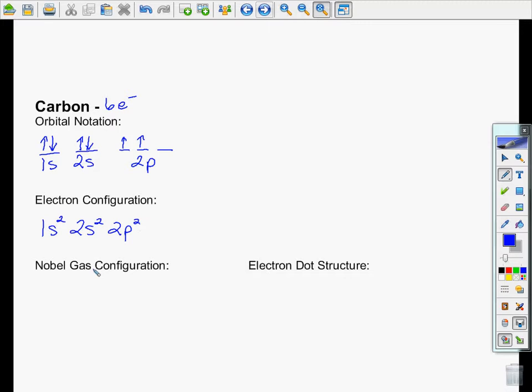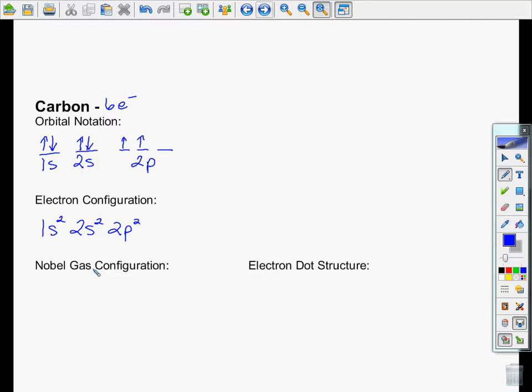What's the p? The p is the shape of the orbital. P block. So the letter is the shape of the orbital. The number is the shell. The big number is the shell, and the superscript is how many electrons are in that orbital. The letter is the shape. So the s shape, what was that shape again? Sphere. The numbers on the left represent the shell. Yes, the big number is the shell.